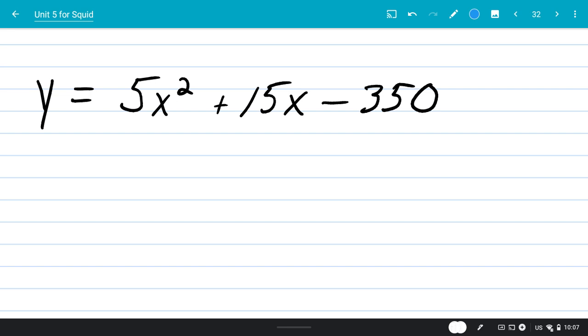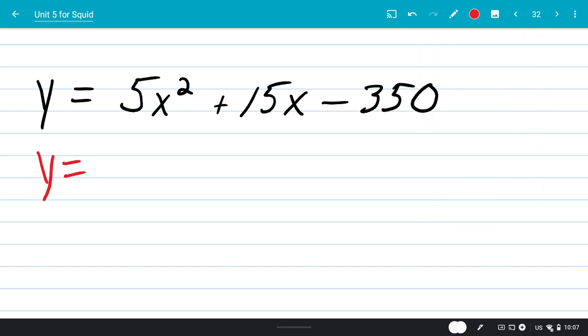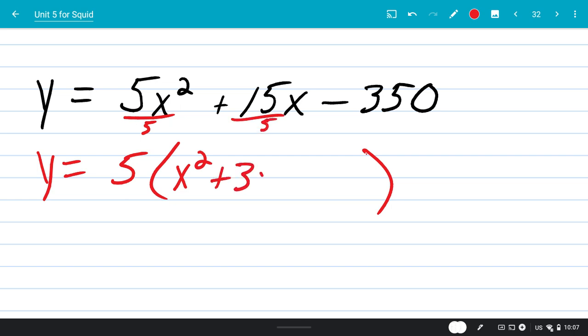Can anybody find our GCF? 5. So y equals 5. I can pull that 5 out. All right. 5x squared divided by 5, x squared. 15x divided by 5 is 3x. Negative 350 divided by 5 is negative 70. Cool?